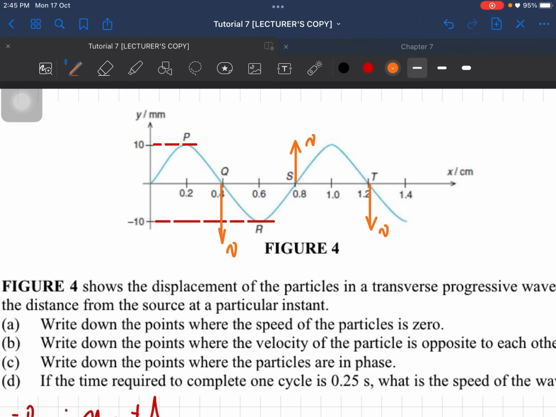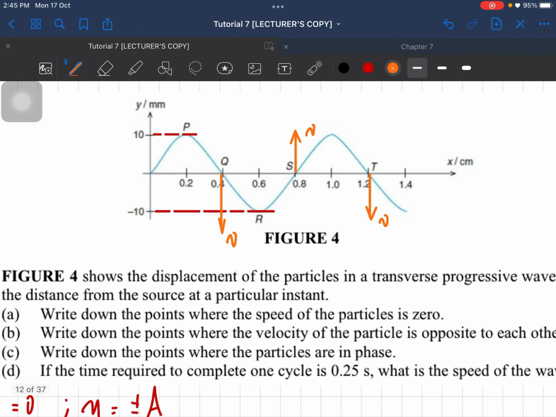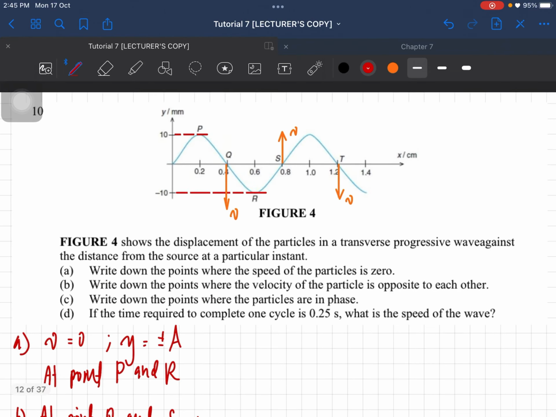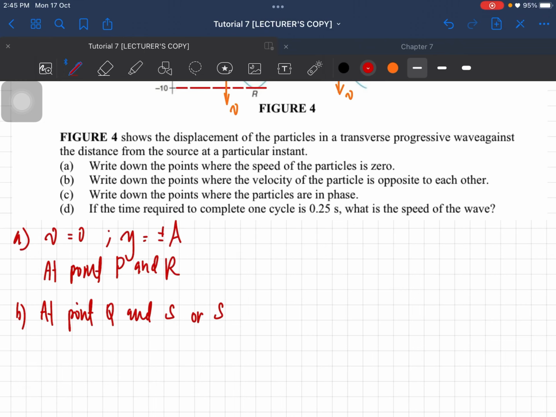So which point is it, what is the question? The velocity of the particle is opposite to each other is at point Q and S, or you can write at point Q and S or S and T. S and T. So either of these is the answer. Okay.